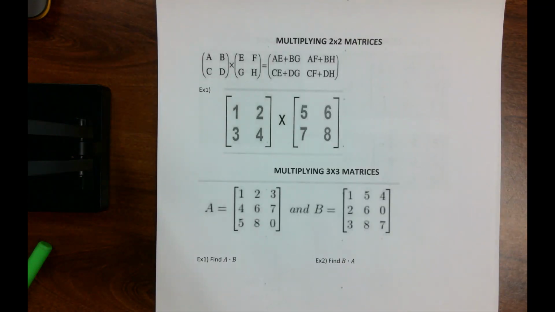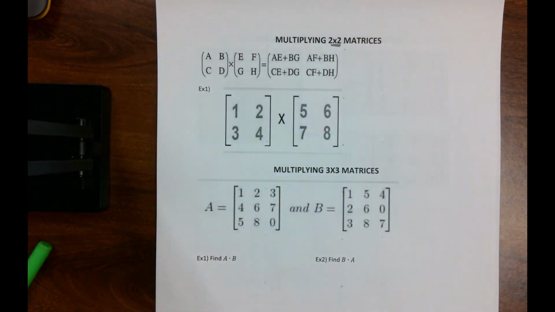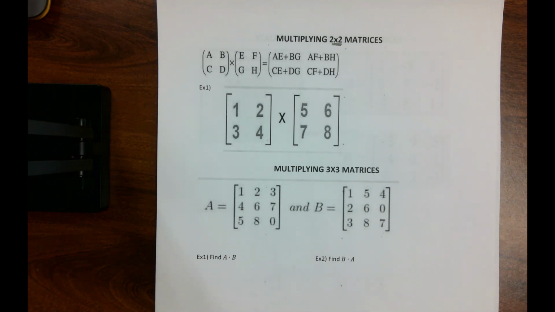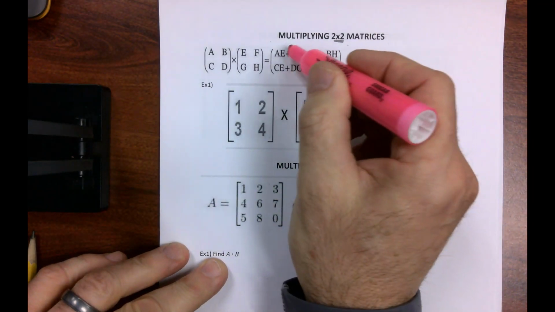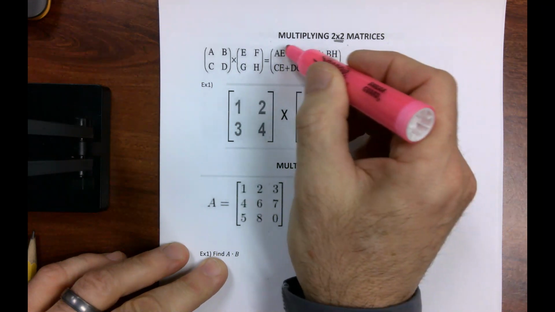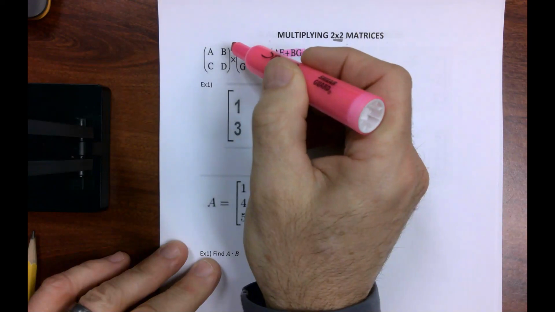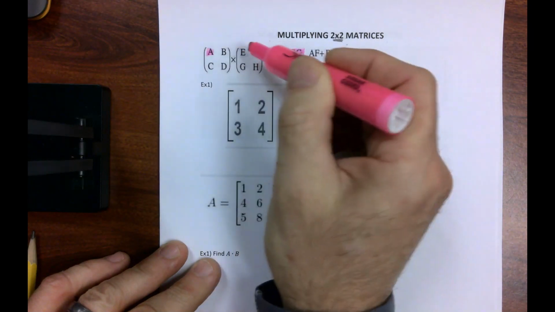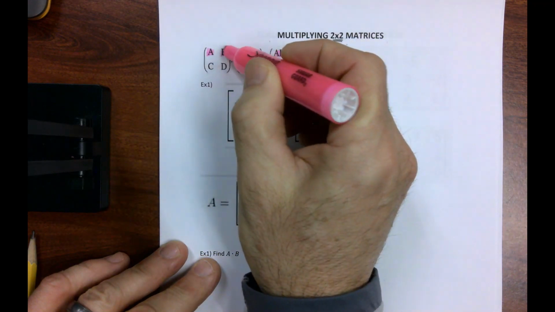Okay, now we're up to multiplying matrices, multiplying 2 by 2 matrices. And so let's just go. I'm going to try to use colors to explain this little formula. But as you can see, it tells us A times E plus B times G. In other words, this times this plus this times this.